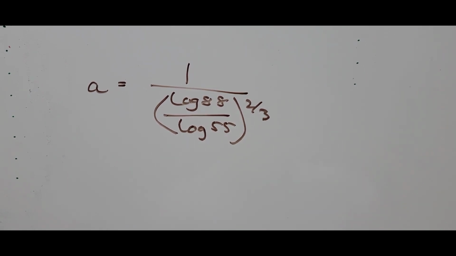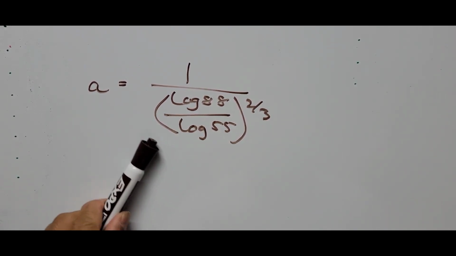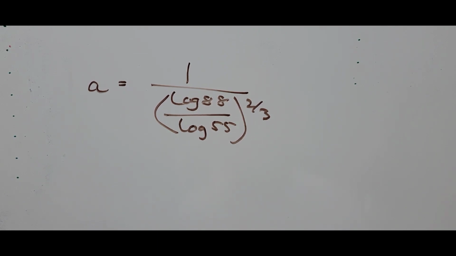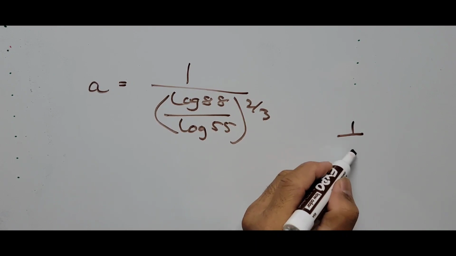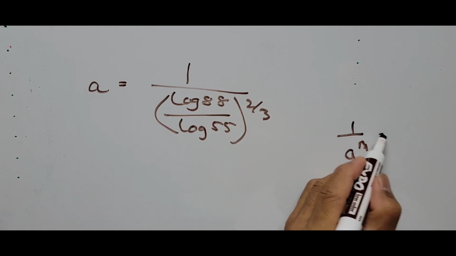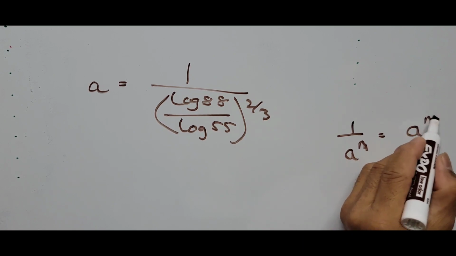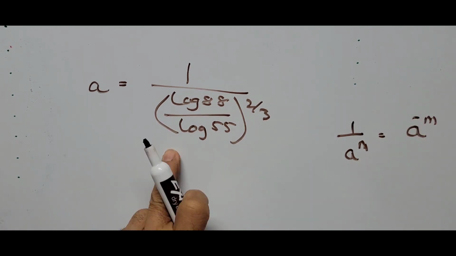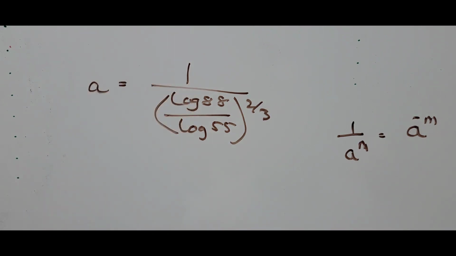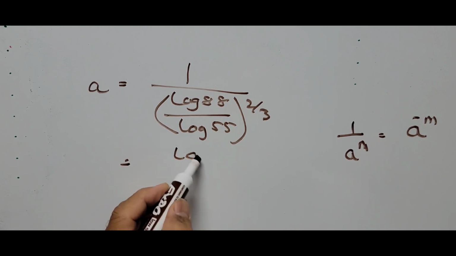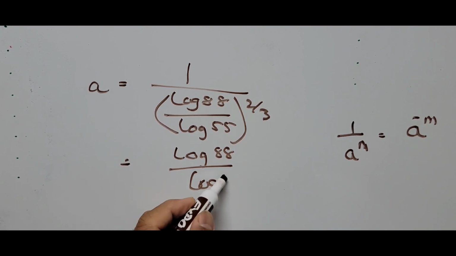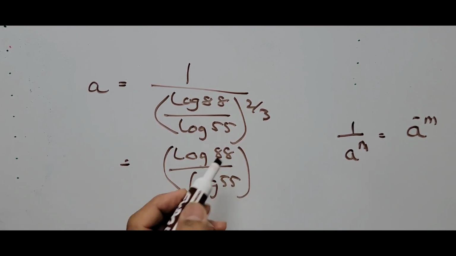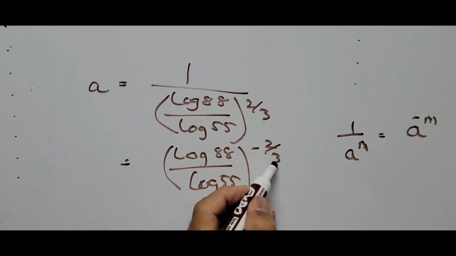From here, we're transforming the equation. We're putting the denominator to the numerator, so we'll be using another exponent rule. From 1 divided by a raised to m, it will be equal to a raised to negative m. So we're putting the denominator to the numerator. That will become logarithm of 88 divided by logarithm of 55, raised to the negative 2/3.